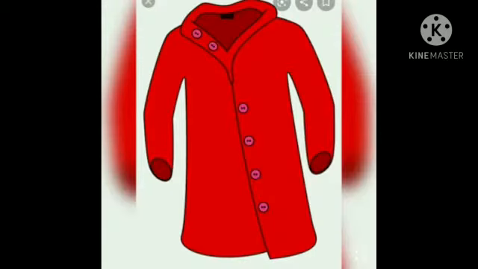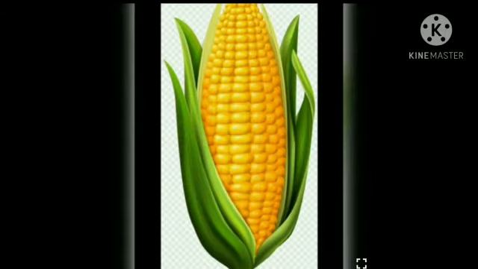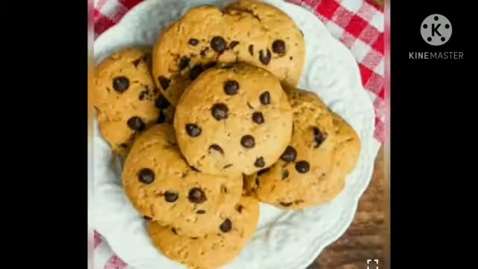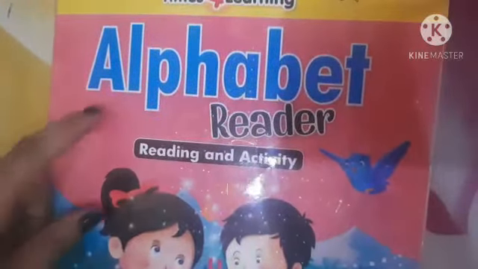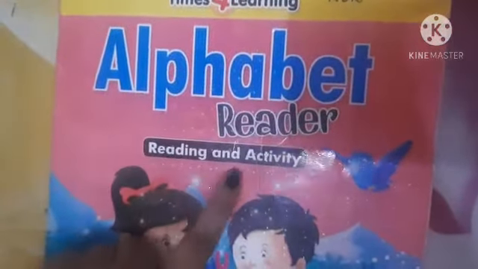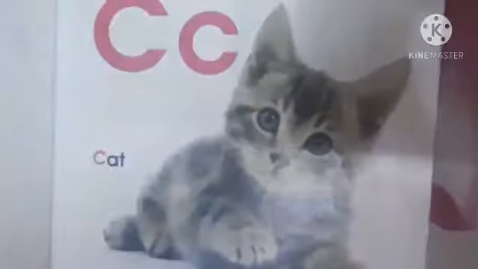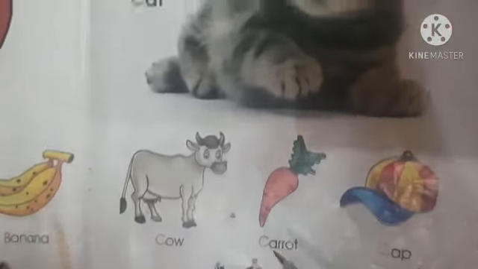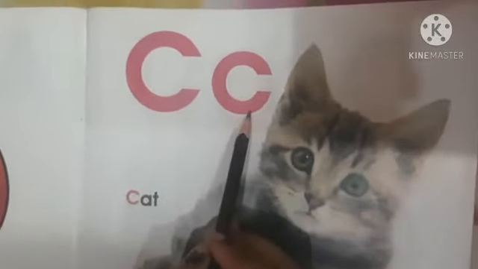Coat. You wear a coat in winters, na? And what is this? Cone. And curtain. And what is this? Cookies. So now let's start. Students, take out your alphabet reader reading and activity book. Find out page number 3. Which number? 3. This is capital C and this is small c.